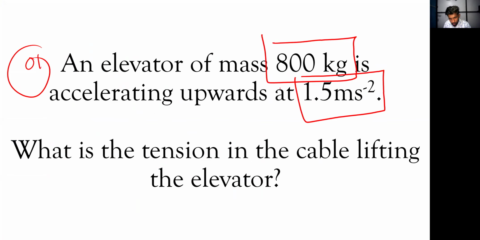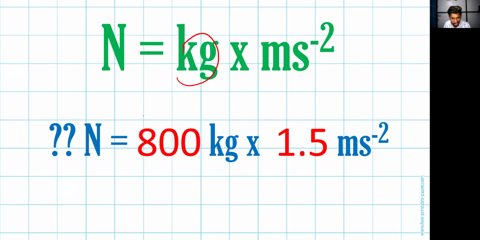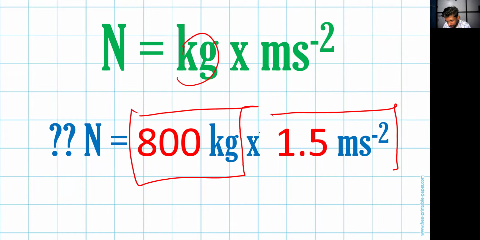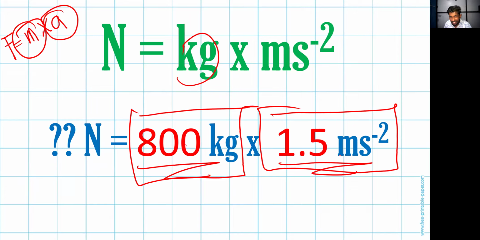You know the equation that force is equal to mass into acceleration. You know the mass, that is 800 kilograms, and you know the acceleration, that is 1.5 m/s². So we multiply the mass and the acceleration, and we get the force, that is 1200.